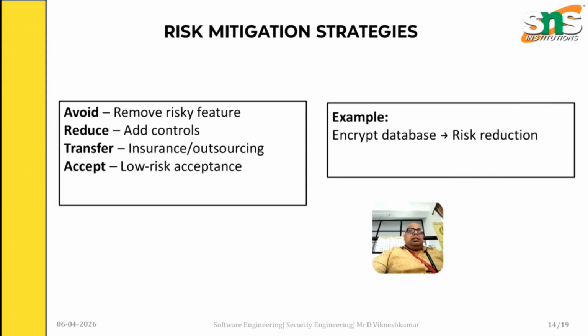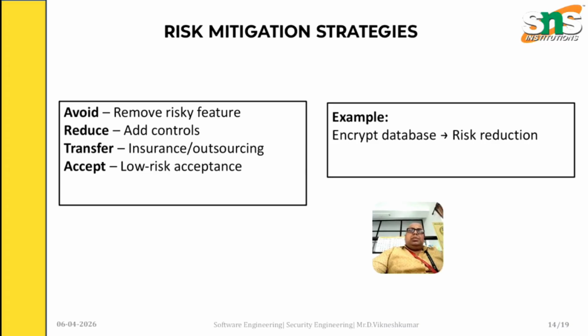So this is the risk mitigation strategy. The risk mitigation strategy consists of avoid, reduce, transfer, and accept. An example is an encrypted database for risk reduction. Avoid means we are going to remove the risky feature from the system. We are going to just avoid the risk in the system.